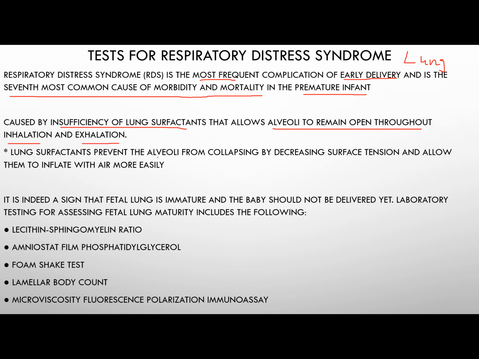So lung surfactants prevent the alveoli from collapsing by decreasing surface tension and allowing them to inflate with air more easily. Now the lack of lung surfactants is a sign that the fetal lung is immature and the baby should not be delivered. Lab testing for assessing fetal lung maturity would include the LS ratio or the lecithin sphingomyelin ratio, the amniostat film phosphatidylglycerol, the foam shake test, the lamellar body count, and the microviscosity fluorescence polarization immunoassay.